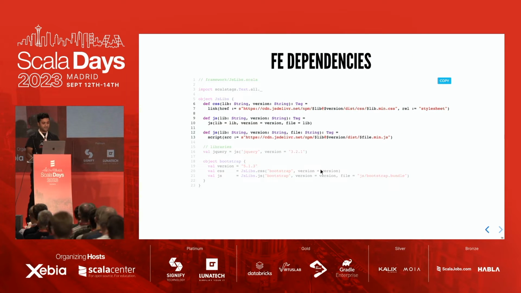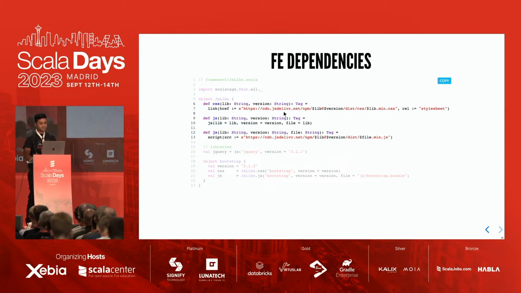Okay, let's talk about front-end dependencies. How do I pull in front-end dependencies like jQuery and Bootstrap? Instead of using a front-end package manager, nowadays it's pretty common to use CDNs. So here it's just 3 lines of Scala code to essentially have a very simple prototype of a dependency management system.